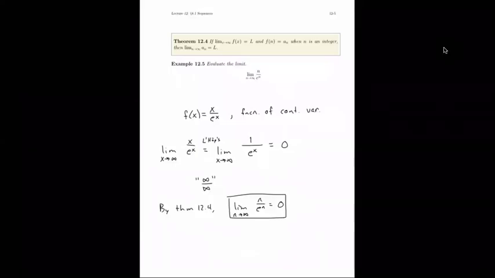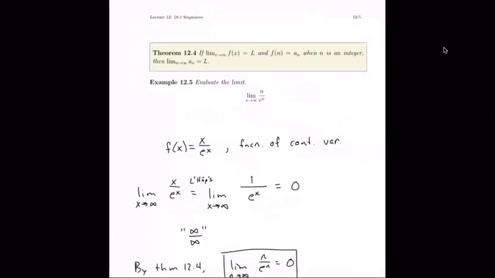Okay, the second video for section 8.1, sequences. We start off with this theorem here, 12.4. If the limit as x goes to infinity of f of x is equal to L and f of n is equal to a sub n whenever n is an integer, then the limit as n goes to infinity of a sub n is equal to L.